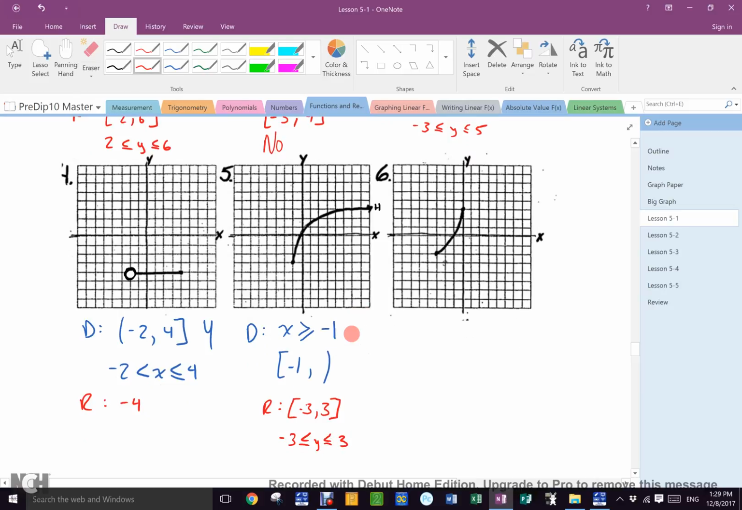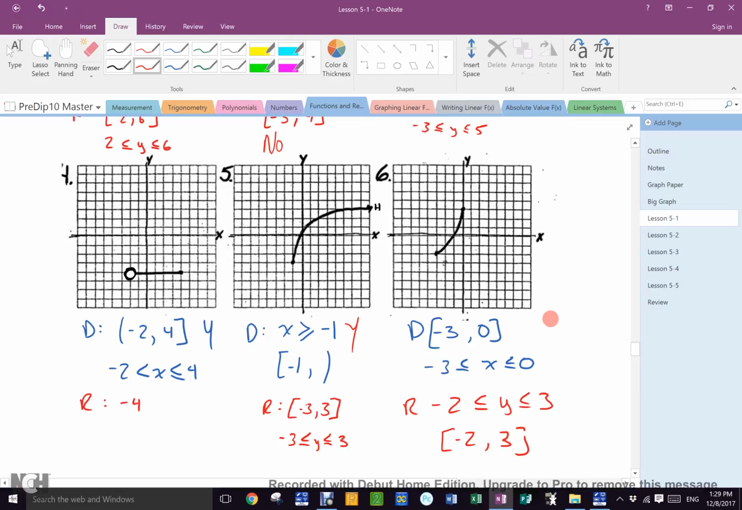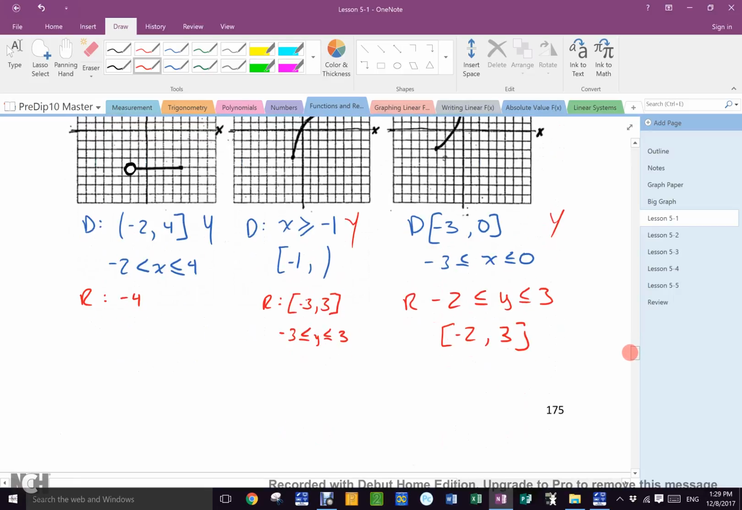It's a yes. This one, domain, -3, 0. Range, -2, oh, greater than or equal to y, less than or equal to y. Yeah. Exactly what you wrote, Mr. Myers. Yes, exactly what I wrote. Everybody good?